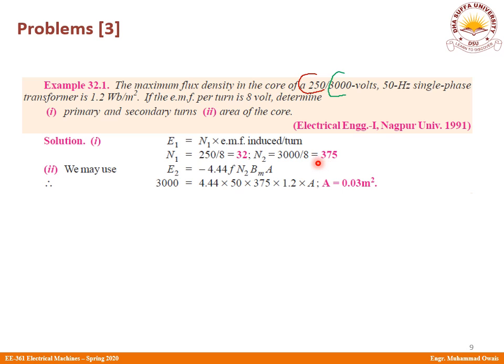Once you have this, we need to find out the area of the core. You might be a bit worried that we have so far not discussed any relation that involves the area of the core. But in the previous slide, you remember this was the relation which was given. The minus sign is often used with this, but even if we do not use it, because we are only interested in the magnitude, what is this term, BM into A? What is this, students? This is the flux.